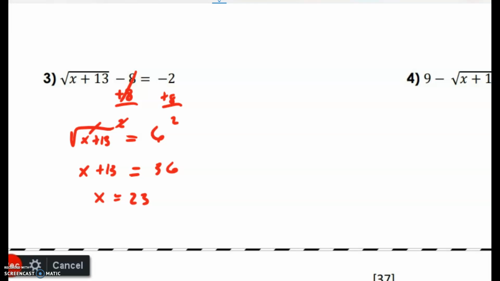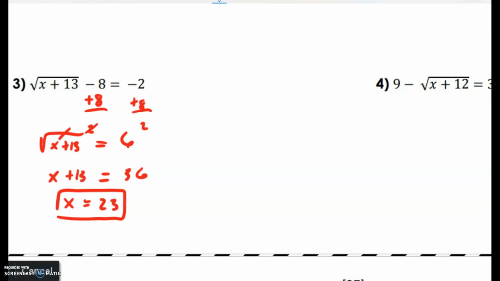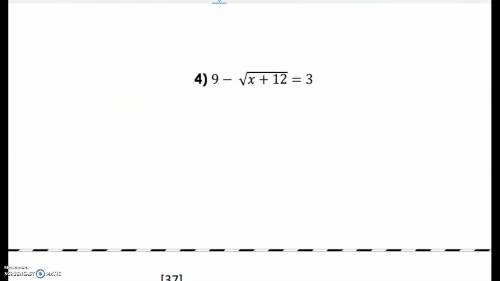Now before I circle this, I'm going to check it just to make sure it's not an extraneous solution. If I plug 23 in, 23 plus 13 is 36. Square root of 36 is 6. 6 minus 8 is -2. So we are good. This is a real solution here. All right, number 4.